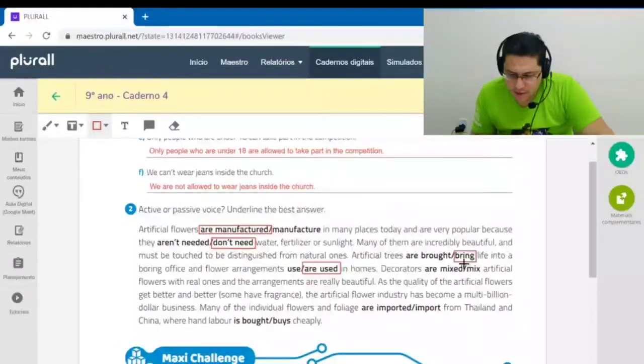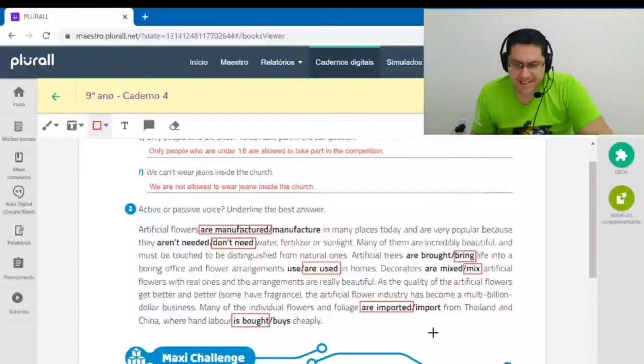Decorators mix artificial flowers with real ones, and the arrangements are really beautiful. As the quality of the artificial flowers gets better and better, some have fragrance, the artificial flower industry has become a multi-billion-dollar business. Many of the individual flowers and foliage are imported from Thailand and China, where hand labor is bought cheaply.